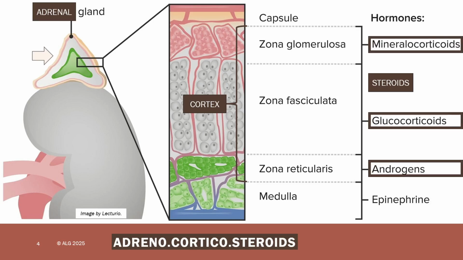We remember them by their effects through the mnemonic salt, sugar, and sex. Mineralocorticoids help us retain salts. Glucocorticoids increase our sugar levels, and then adrenal androgens contribute to the normal maturation process.